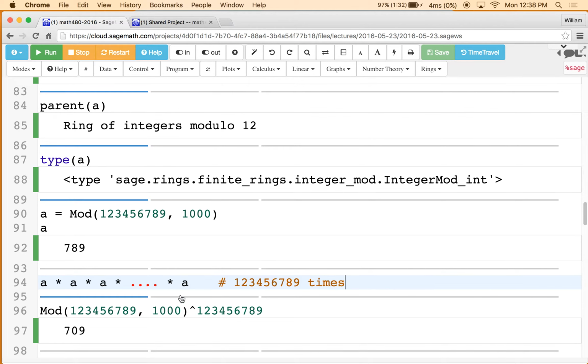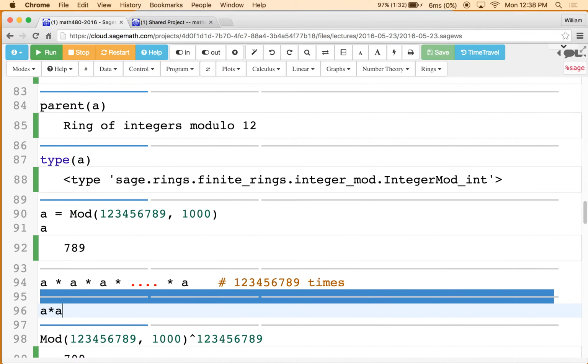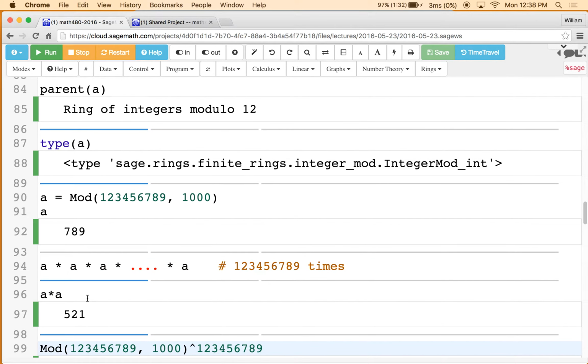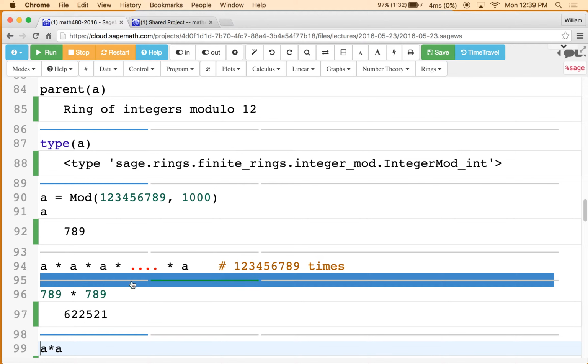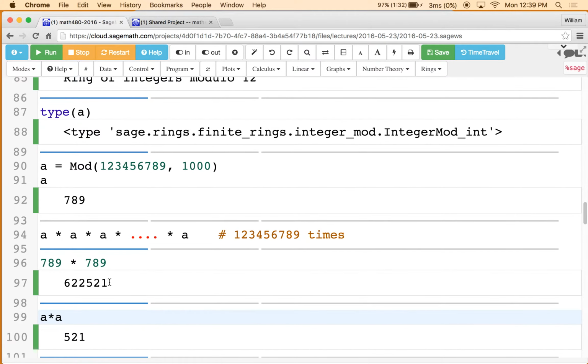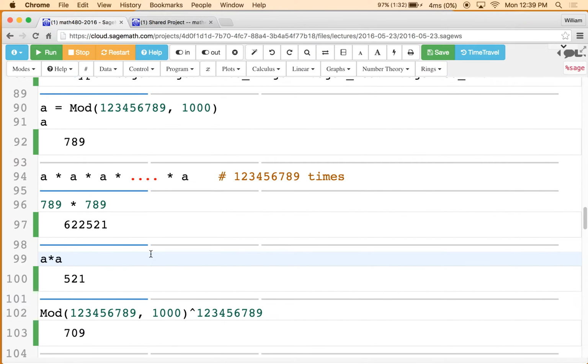So for example, you could do a times a. It doesn't get really big. Every single time, it takes 789 times 789, multiplies that all out, and then reduces it modulo 1000. So you get that, and then you take the last 3 digits. You could do that, but it would take a long time. There's a much better way of computing powers modulo a number.